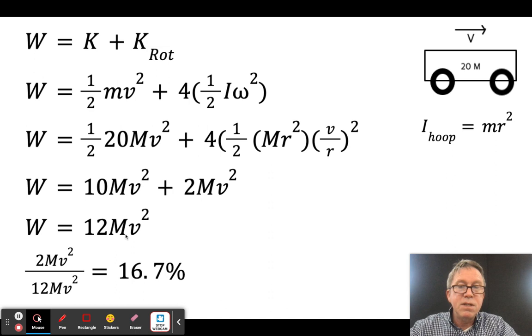Now, of that 12 mv squared, 2 of it was the tires. So that means 16.7%, or 16 and 2/3 percent, of the energy that was expended was in order to account for the rotation of the tires.